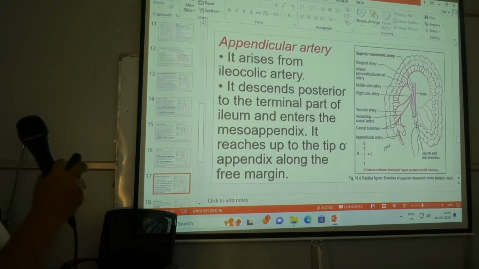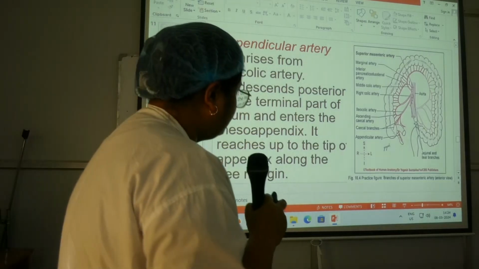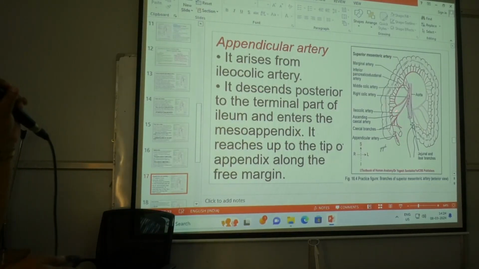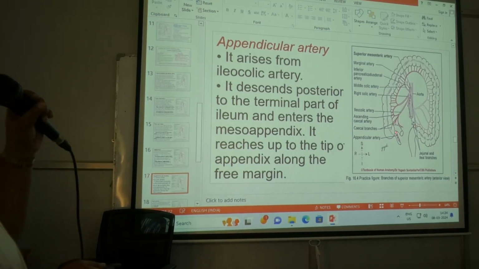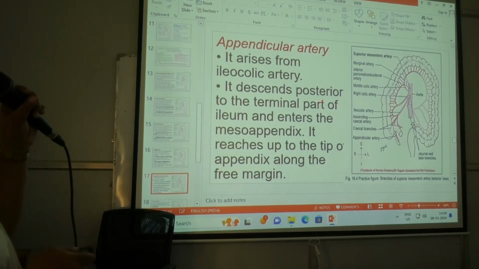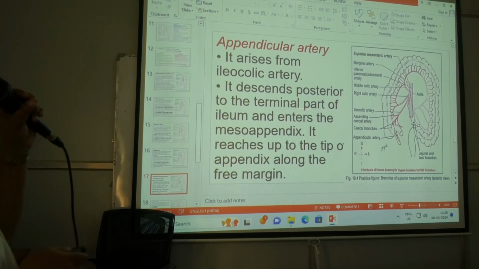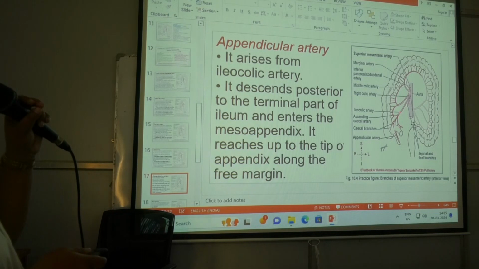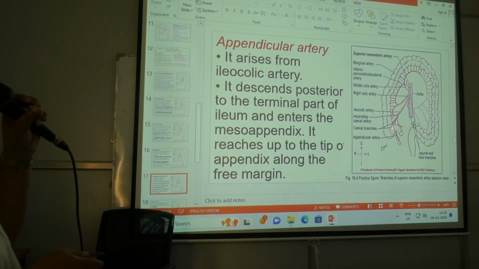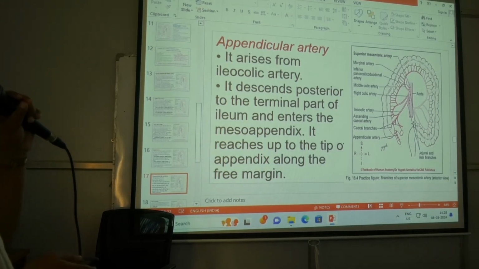Next is appendicular artery. It arises from the ileocolic artery. This one is the appendicular artery. It descends posterior to the terminal part of ileum. Here you can see this is the terminal part of ileum. The appendicular artery is passing posterior to the terminal part of ileum.